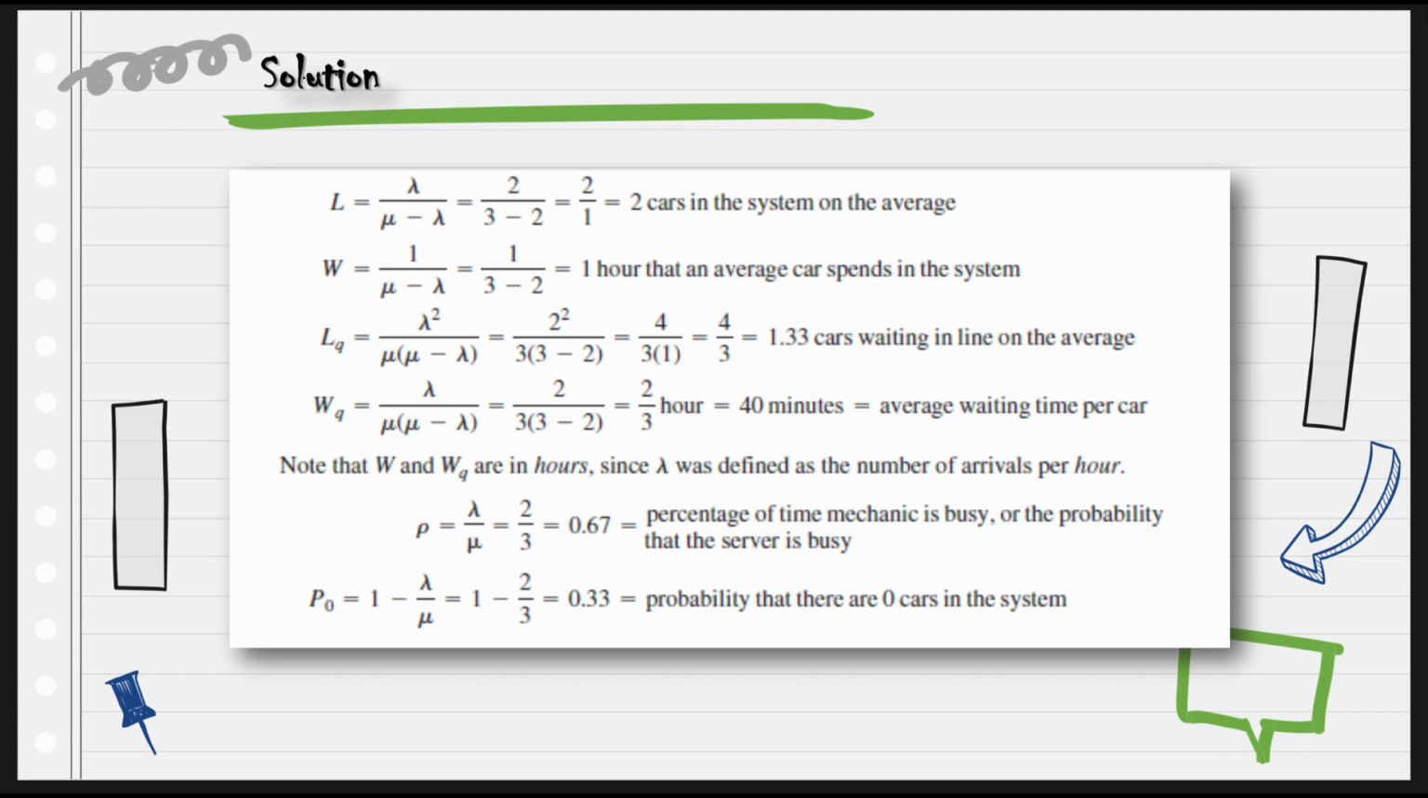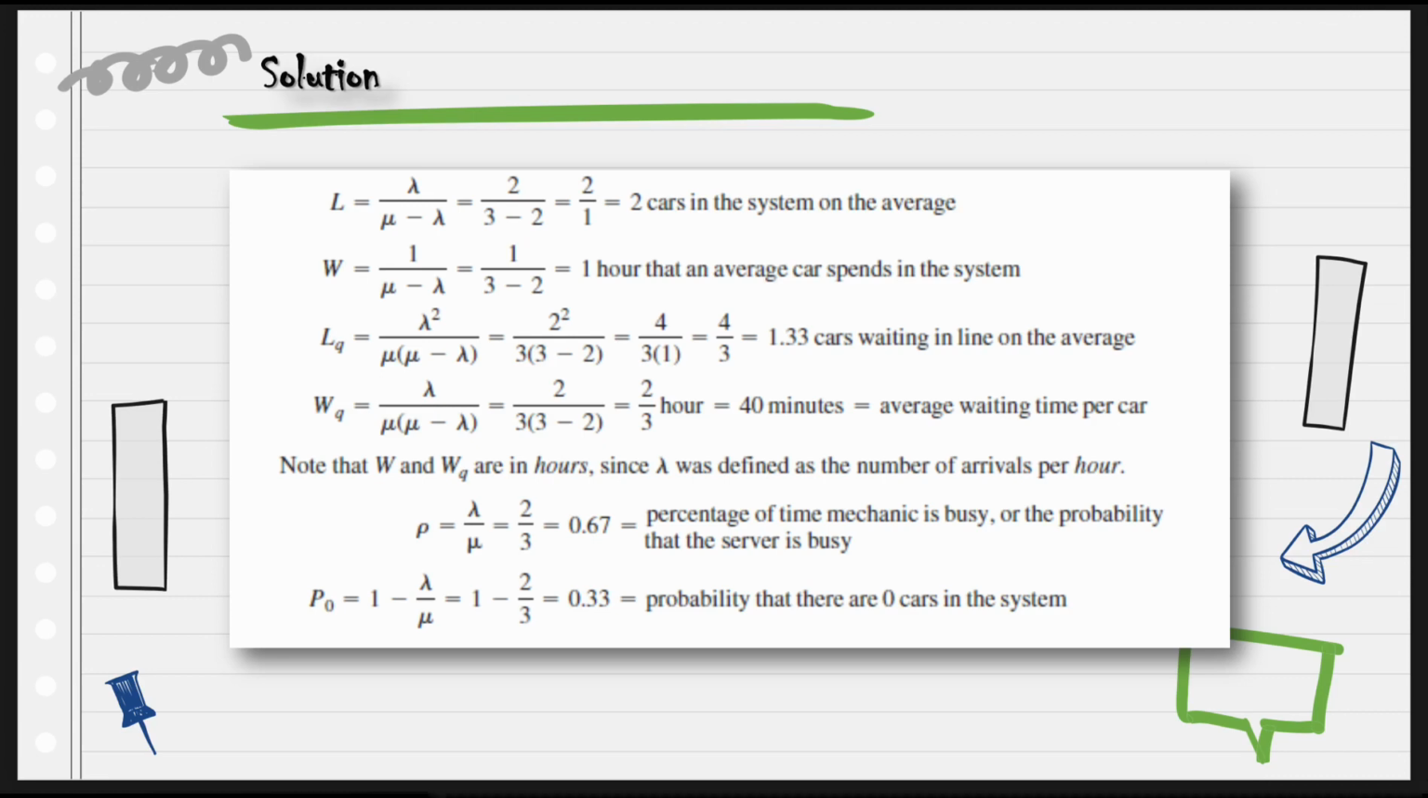Then that will be LQ is equal to 2 to the power of 2 divided by 3 times 3 minus 2, and we'll come up with an answer of 1.33 cars waiting in line on the average, or 1 car waiting in line on average. Kasi hindi natin siya pwede i-round off. Walang 0.33 cars and hindi rin natin siya pwede gawing or i-consider na isa pang car ulit.